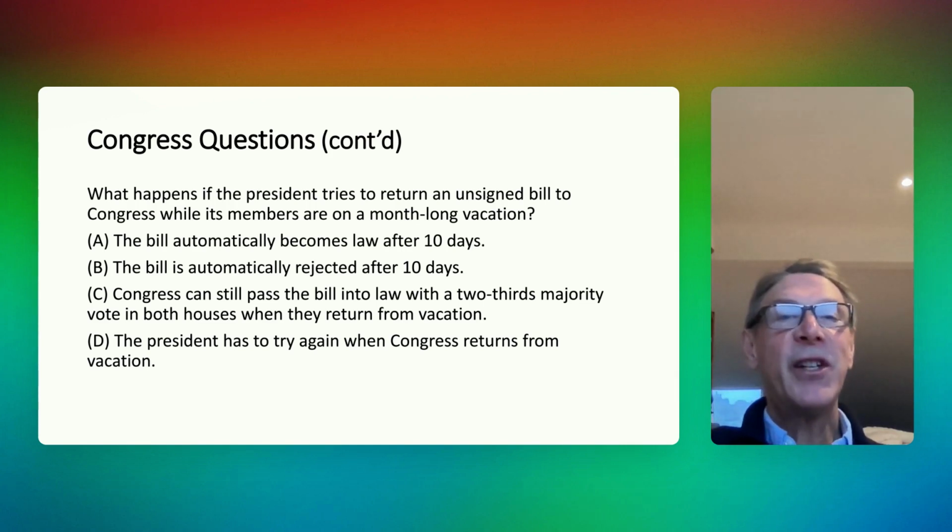C, the Congress can still pass the bill into law with a 2/3 majority vote in both houses when they return from vacation. That's not what it says. Or D, the president has to try again when Congress returns from vacation. That's not what it says. The answer is B.